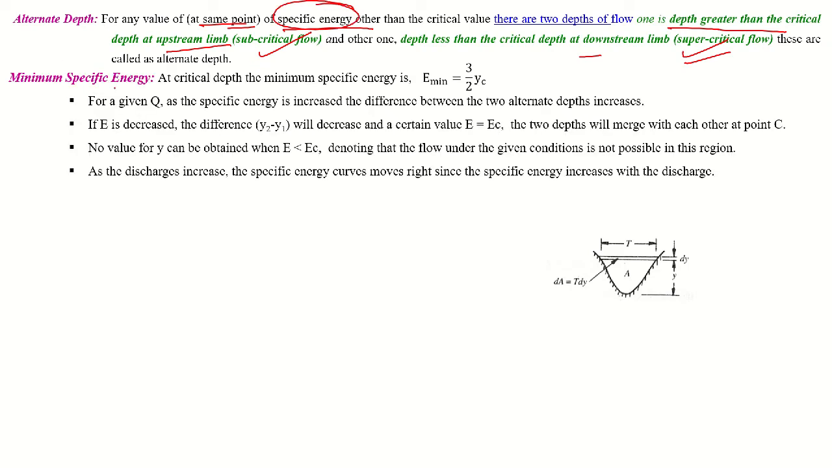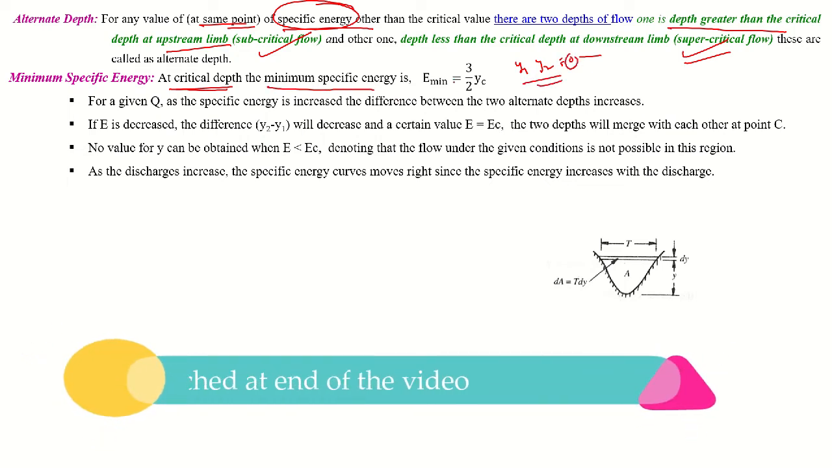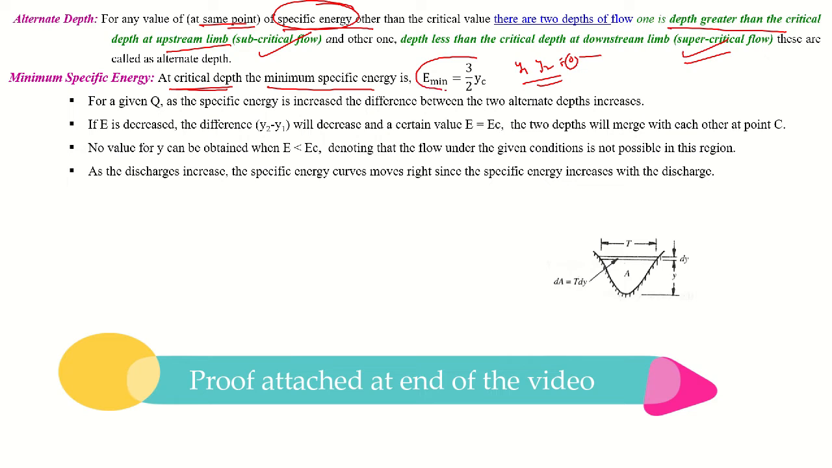Next, minimum specific energy. Minimum specific energy means that at the critical depth, where the depths y1 and y2 are the same, that is called your minimum specific energy. In this condition, the minimum specific energy is 3/2 yc. The proof is given in the next slide.